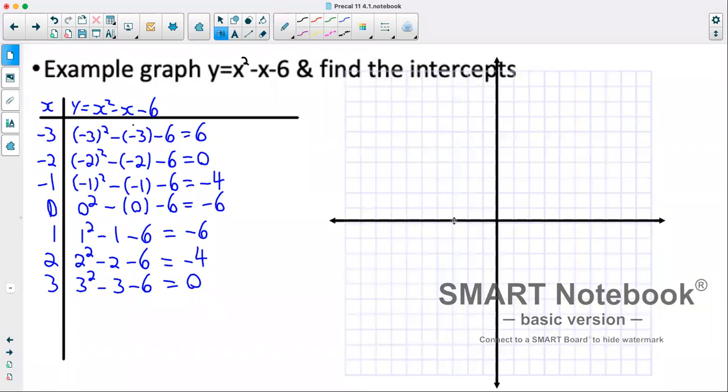So at -3, we're at +6. At -2, we're at 0. -1, we're at -4. 0, we're at -6. 1, we're at -6. 2, we're at -4. 3, we're at 0. So our parabola would look something like this.